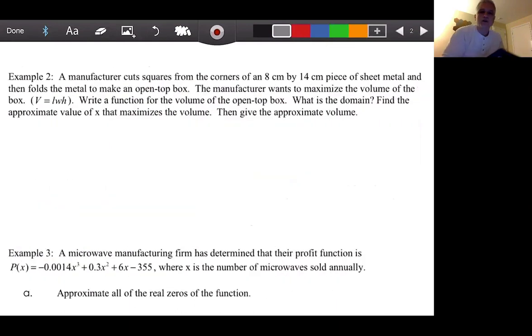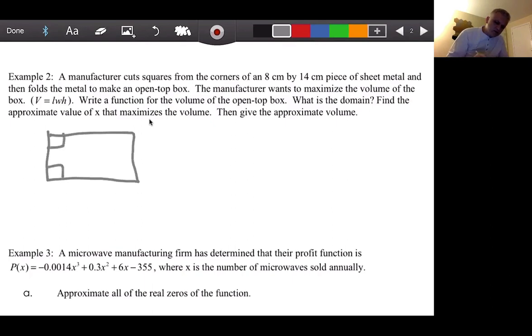Now question 2. This one is almost identical to the optimization question you're going to get when you have your piece of paper and need to create an open box. So that's what's going to happen here too. A manufacturer cuts squares out of the corners of an 8x14 piece of sheet metal, like your piece of paper that you're going to be cutting, and then folds the metal to make an open top box. So they start with a rectangular piece of metal, and then they cut squares out. And then they take these flaps and fold them up.